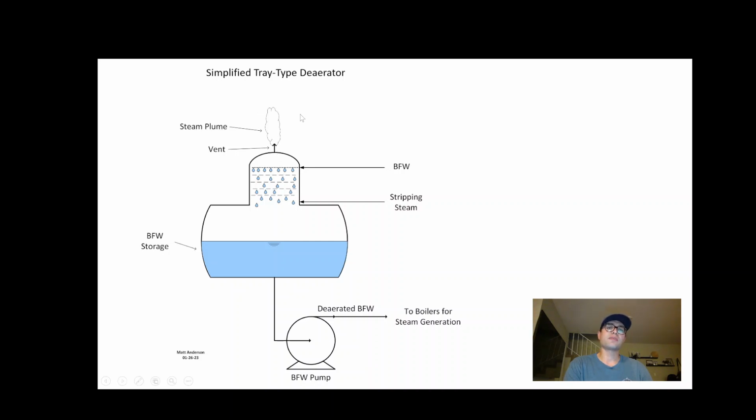vent to atmosphere. And so with deaerators, you'll see a very recognizable steam plume out the top, and that's how you would recognize them: a larger horizontal vessel with a smaller vertical vessel on top. So the larger horizontal vessel holds the boiler feed water. It's essentially kind of a surge capacity for your boiler feed water pump, which will then pump that deaerated boiler feed water to fired boilers for steam generation.